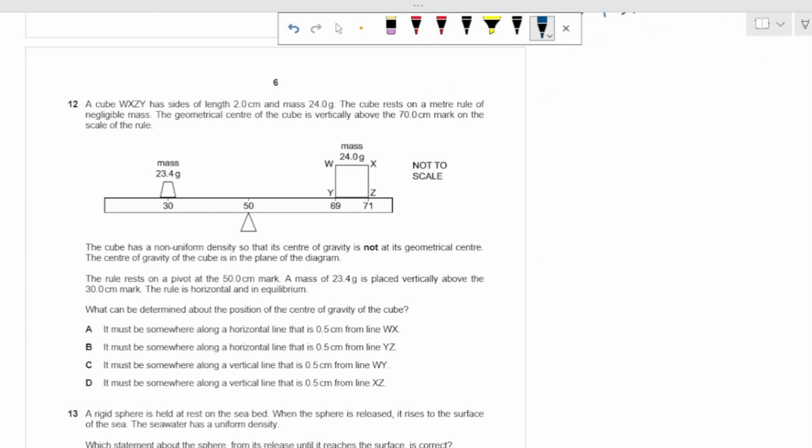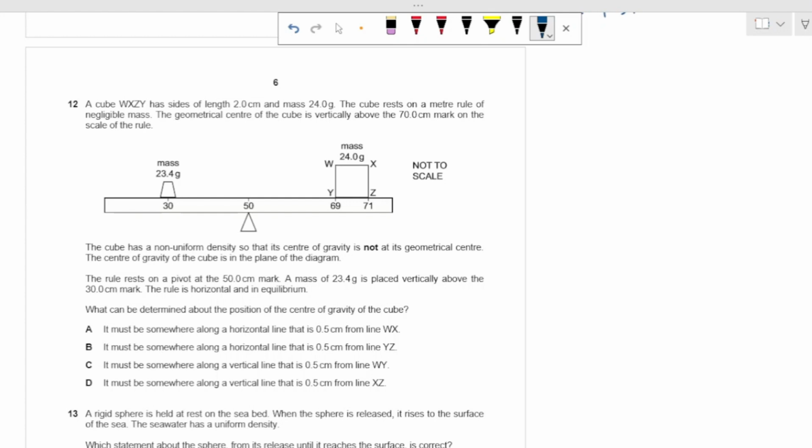Question 12. A cube WXZY has sides of length 2 cm and mass 24 grams. The cube rests on a meter rule of negligible mass. The geometrical center of the cube is vertically above the 70 cm mark on the scale of the rule. The cube has a non-uniform density so that its center of gravity is not at its geometrical center. The center of gravity of the cube is in the plane of the diagram.